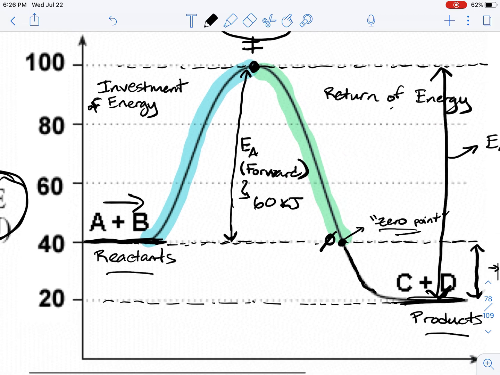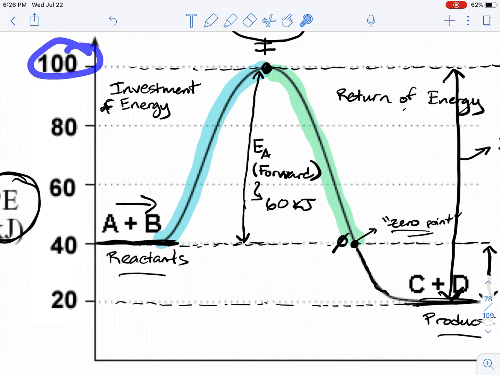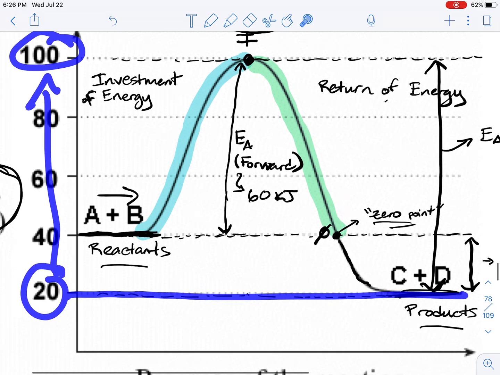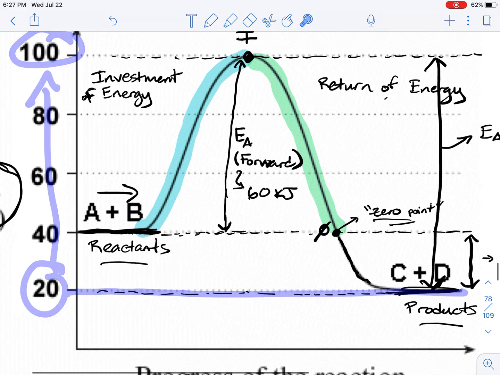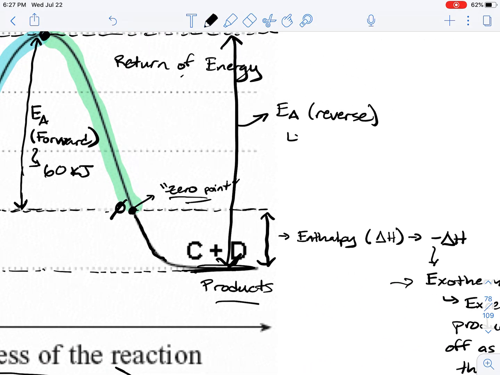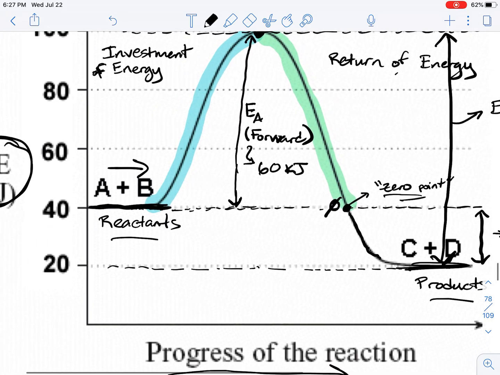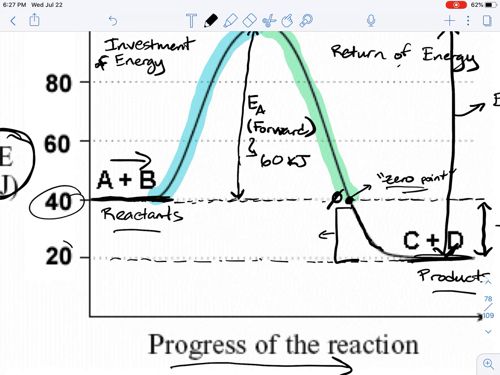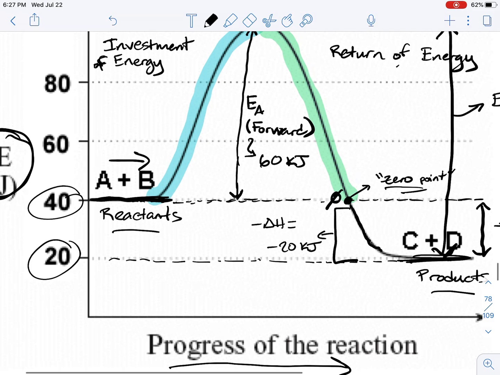And we can quantify that by looking at the difference of these values. And so we're going from 20 to 100, right? So 20 is the potential energy of the products, and 100 represents the top part of the curve. So it looks like the activation energy for the reverse reaction is going to be 80 kilojoules. And for consistency's sake, the change in enthalpy can be quantified by taking the difference between these two. And so I'll put in negative delta H is equal to negative 20 kilojoules. Okay, so this is how much energy is going to be released from this chemical reaction.